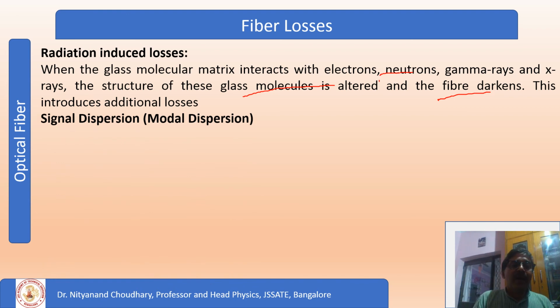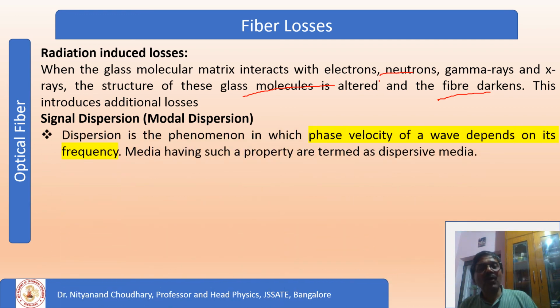All right, now this is your signal dispersion or modal dispersion, or we can say intermodal dispersion. Now what is modal dispersion? We had discussed this in the previous class also. Dispersion is the phenomenon in which the phase velocity of a wave depends on its frequency. That is, phase velocity and the frequency are not going to match, right? Then we'll have the dispersion.